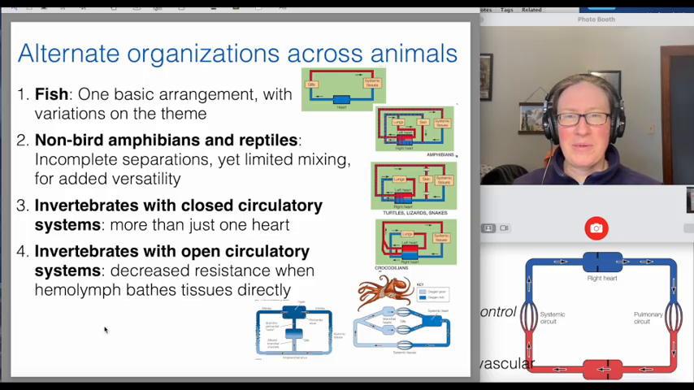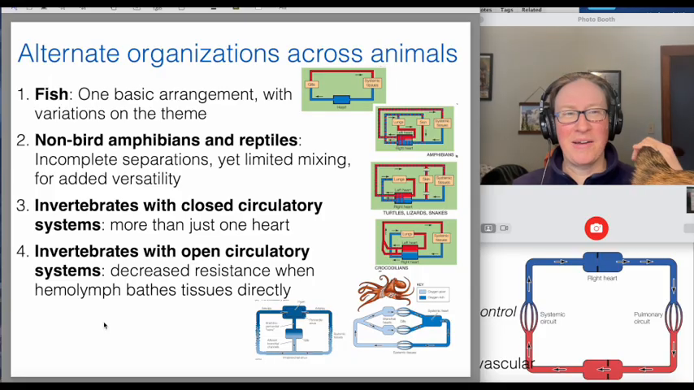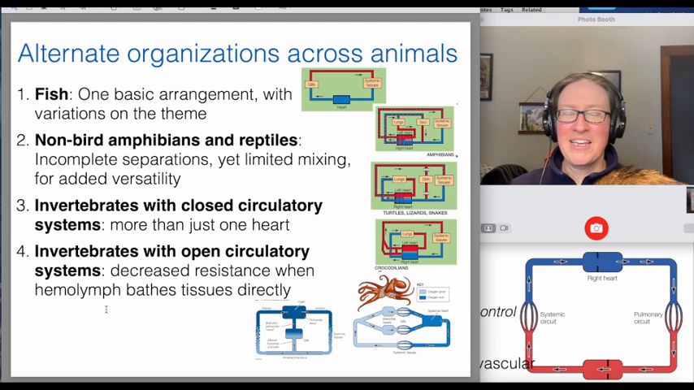In the non-bird amphibians and reptiles, what we're going to see is that these animals have incomplete separations between parts of their circulatory system. And here's Martha to admire those circulatory alternatives as well, right? So non-bird amphibians and reptiles have incomplete separations, and even though they don't have full separations, there's still limited mixing within their hearts. And the real benefit of this arrangement is that it provides additional versatility in circulatory function that isn't present if you have no option of mixing, which is what happens in birds and mammals.